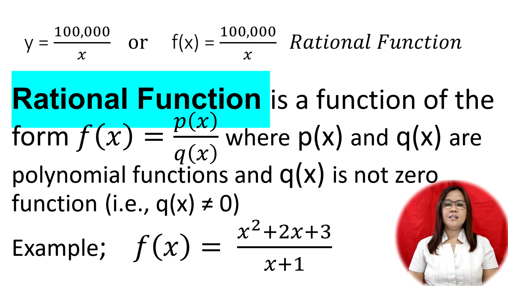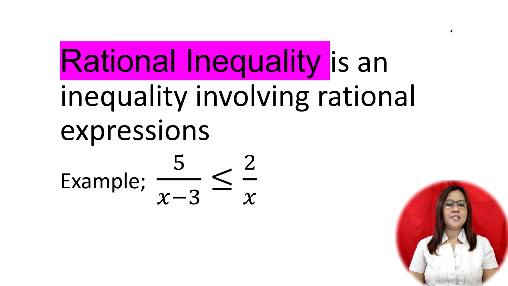A rational inequality is an inequality involving rational expressions. Example, 5 over x minus 3 is less than or equal to 2 over x.